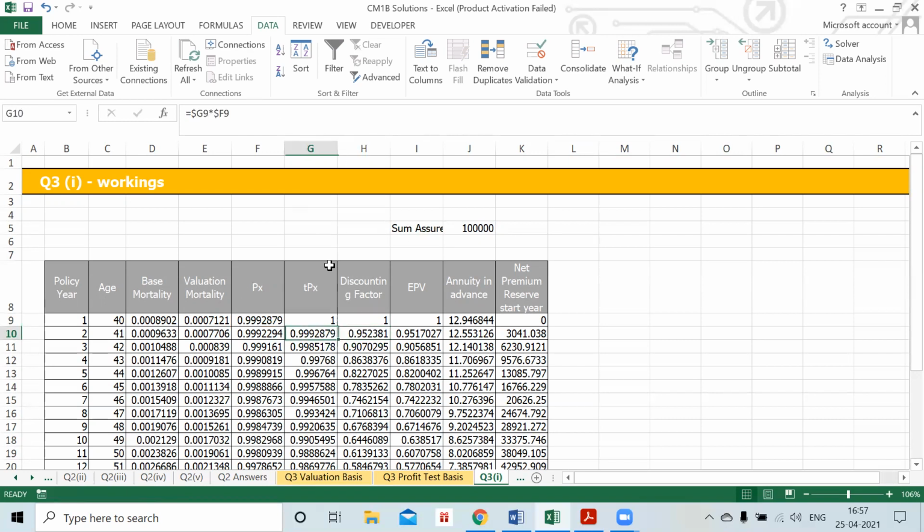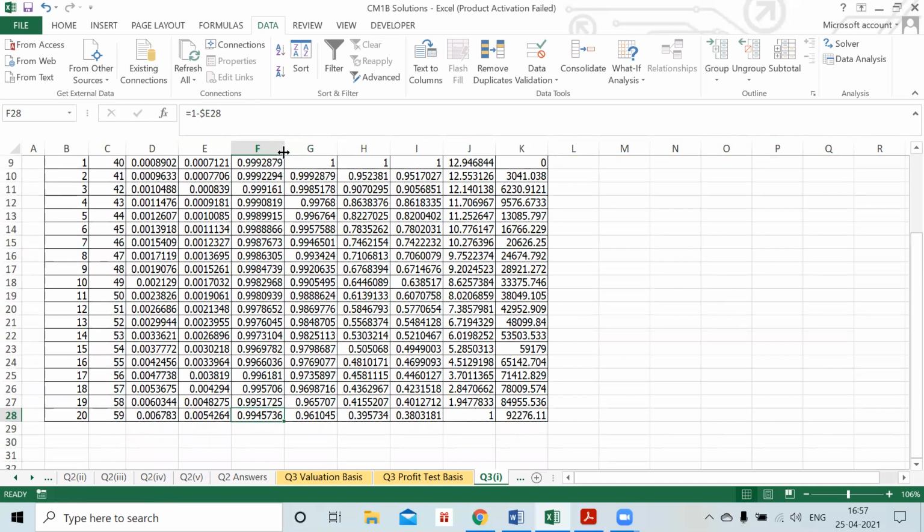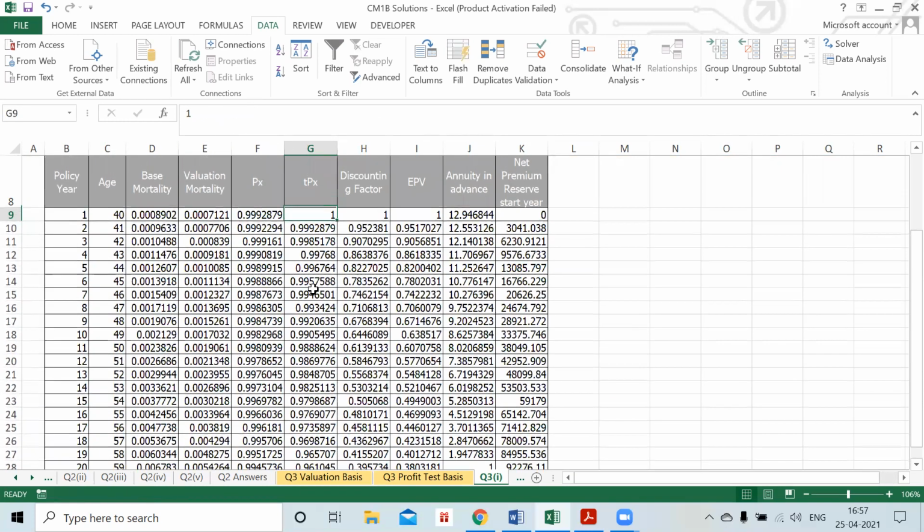If you go to p_x, you can see all of this is there. We have our t p_x, same formula. Then our discounting factor is nothing but (1 + valuation interest rate of 5%) to the power of minus (time minus 1), because you're discounting. This is the discount rate. EPV is nothing but t p_x into the discounting factor, and the annuity in advance formula is the sum of this divided by EPV. As we know, this is the annuity advance a-due formula.